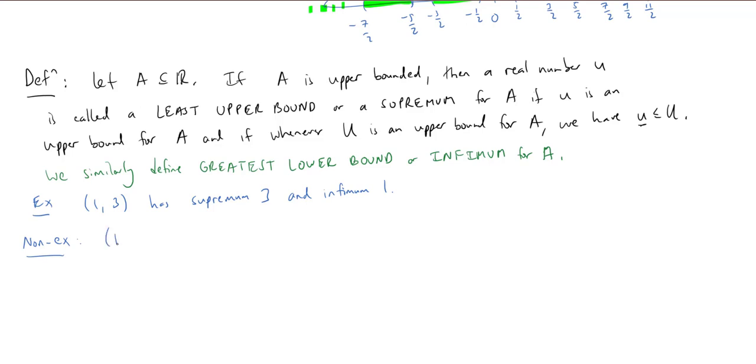So if I take the interval 1 to infinity, well, this has no upper bound, right? It goes all the way to infinity. So because it has no upper bound, it can't have a supremum, because the supremum should be the smallest of all the upper bounds, and there is no upper bound. So this has no supremum. But it does have an infimum, right? 1 is still the greatest of all the lower bounds. So it has no supremum, but the infimum is 1.